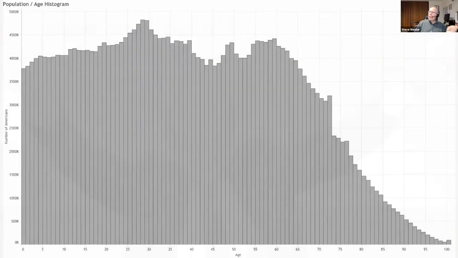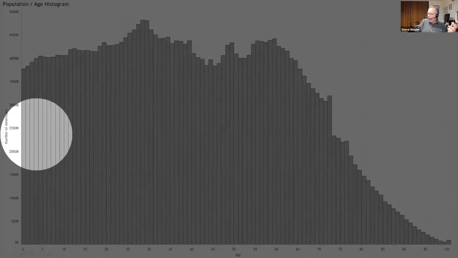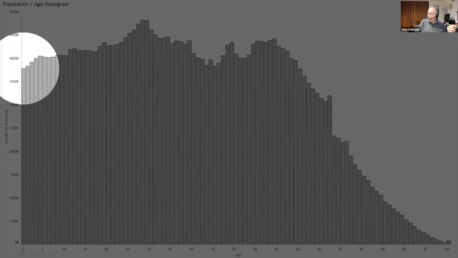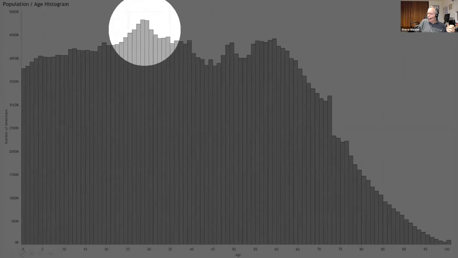This is a histogram showing a breakdown of population in the United States as of census figures that I have as of 2019. What do we have here? Along the bottom is the age. I have the age of people over here, and I have how many people fall into that age. So newborns, there are about 3.7, 3.8 million. People who are 30, woo, they're about 4.7 million. And that's how you read this thing.